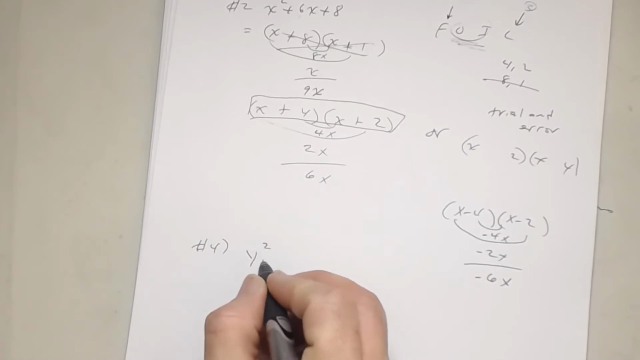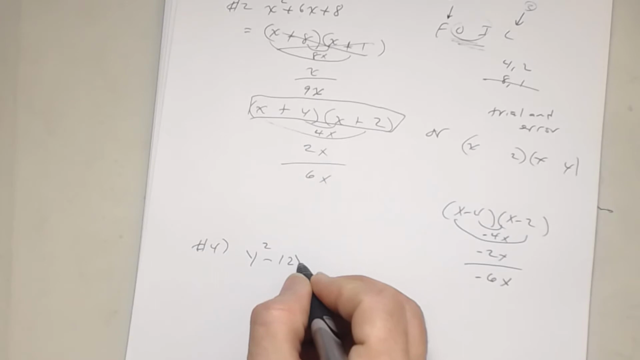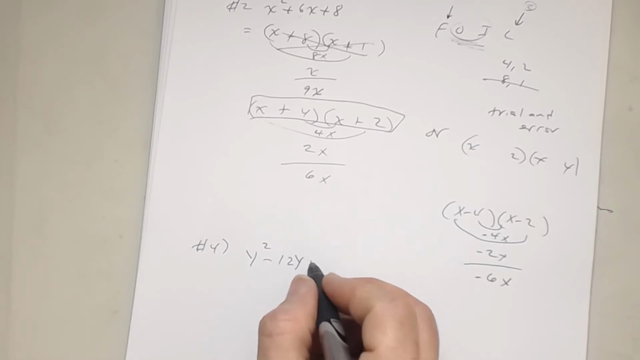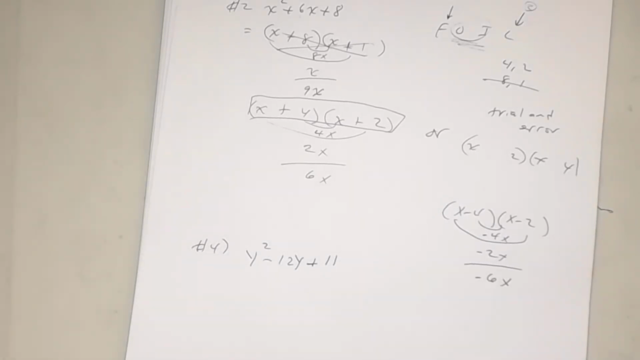Now this is an easy section, but I want you to do this section using trial and error, because that's the way you're going to do the rest of them. All right. So the first thing you always look for is what? Second sign. The GCF. And the GCF here is 1.